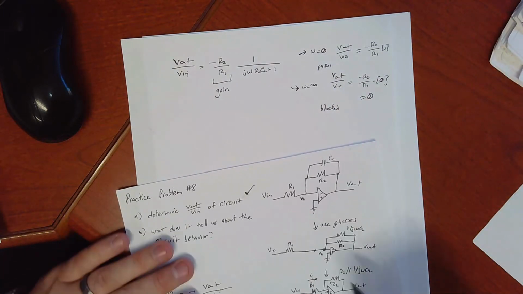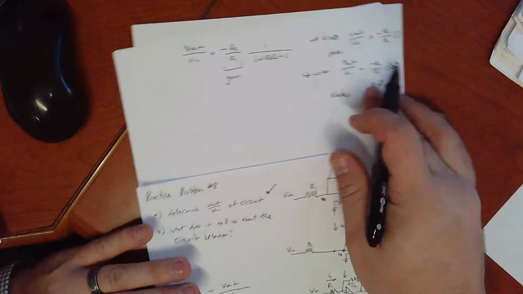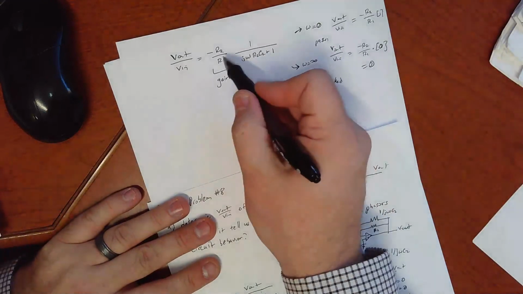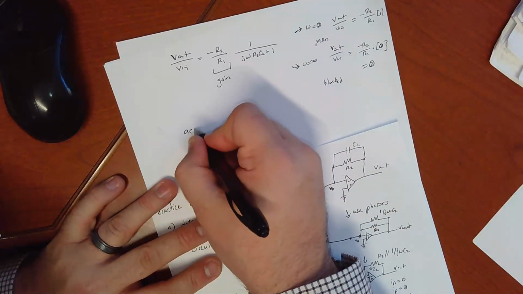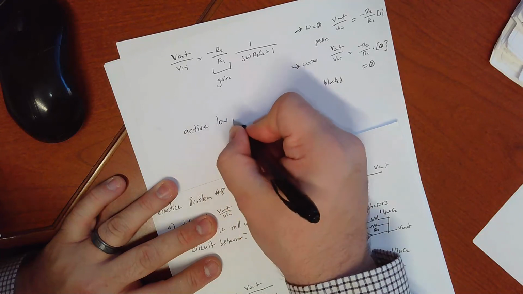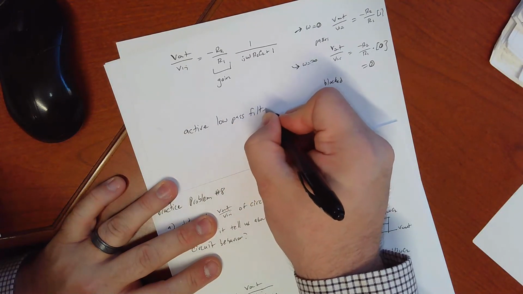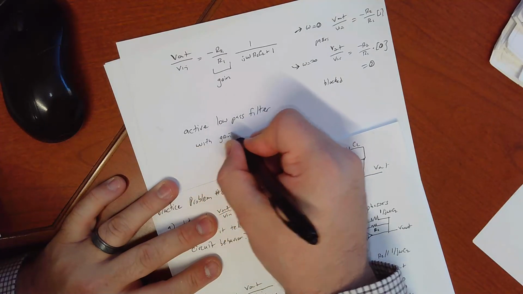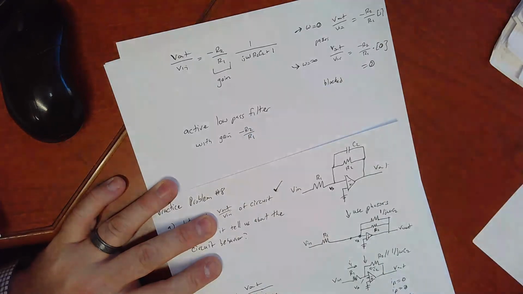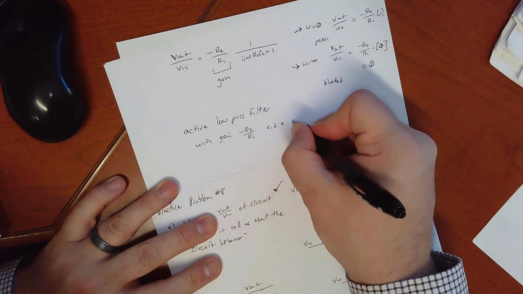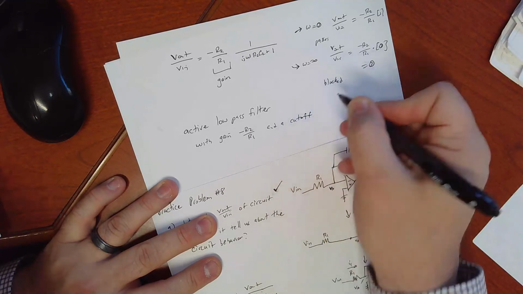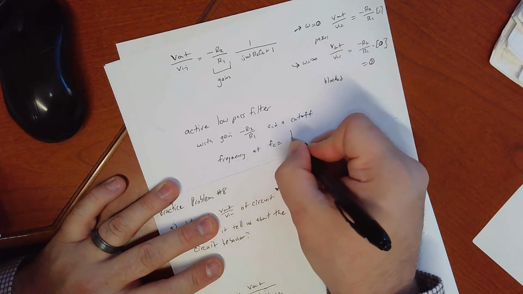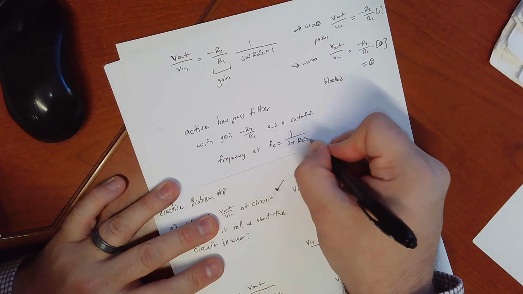So now what do we have, right? We have that behavior is a low-pass filter behavior, right? It's passing a low frequency. And there's some gain here. So we would call this an active low-pass filter with a gain of minus R2 over R1 and a cutoff frequency at f sub c is equal to 1 over 2 pi R2 C2.